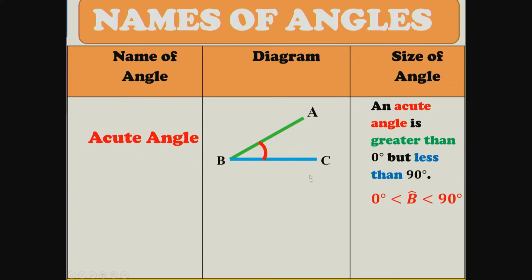Like the example I made, if we have 89, 89 is between 0 and 90, therefore 89 falls under acute angle. We also have an angle of 5 degrees. 5 degrees is between 0 degrees and 90 degrees. Therefore, those are examples of an acute angle. Right. And then let's go on with the naming of the angles.